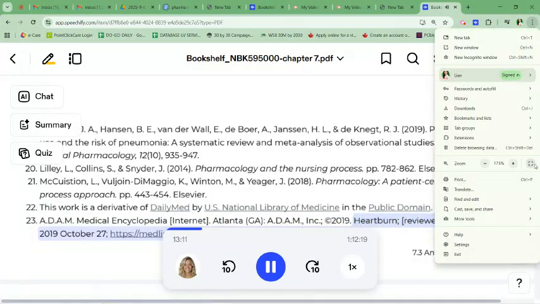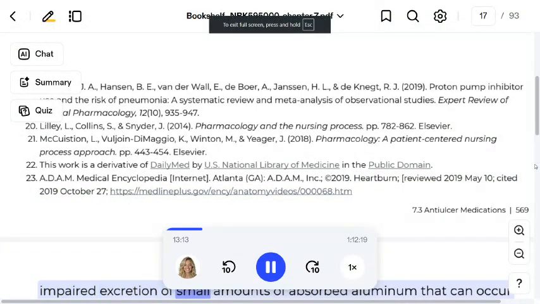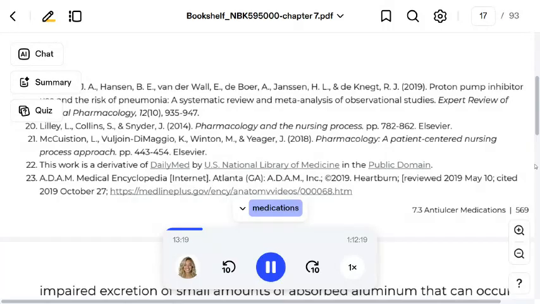impaired function that can occur with sucralfate. Side effects, adverse effects. A common side effect related to mucosal protectant medications includes constipation. Health teaching and health promotion. In addition to the considerations above, instruct clients to call their provider if their condition does not improve.